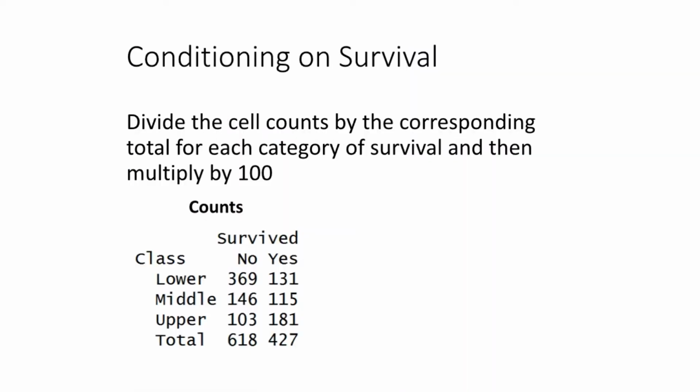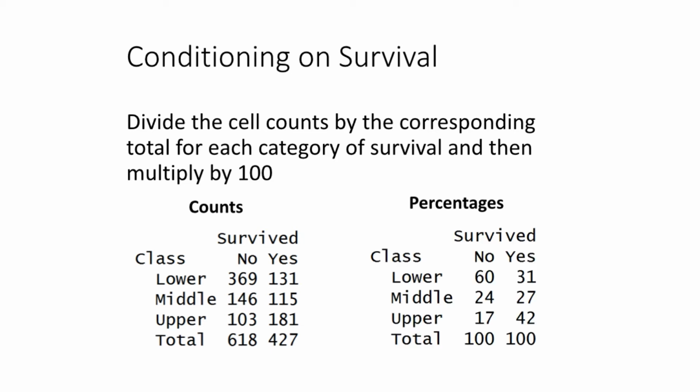So let's look at a contingency table in which we're conditioning on survival. What we do is divide the cell counts by the corresponding total for each category of the survival variable, and then multiply by 100. This will give us the percentages conditional on survival. You can see that we have the total for each survived category: 618 people who did not survive and 427 people who did survive. When we divide each cell by its respective column total, we get these percentages.